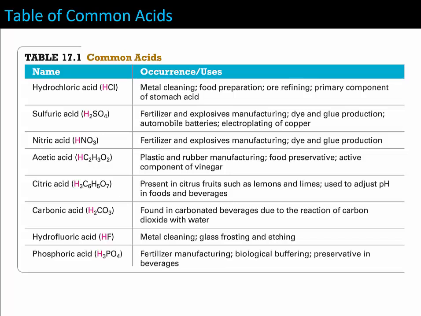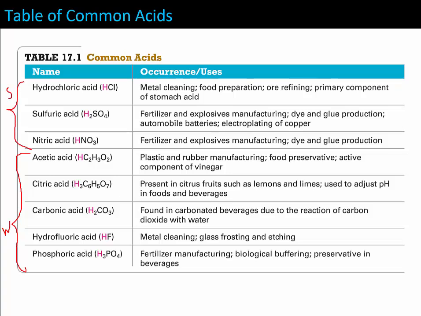Citric acid is present in citrus fruits, such as lemons and limes, and it's used to adjust the pH in foods and beverages. So you'll see lots of citric acid in food. These guys here are all weak acids. Right? And these guys up here are all what we call strong acids.